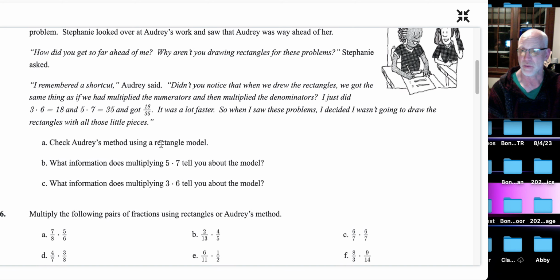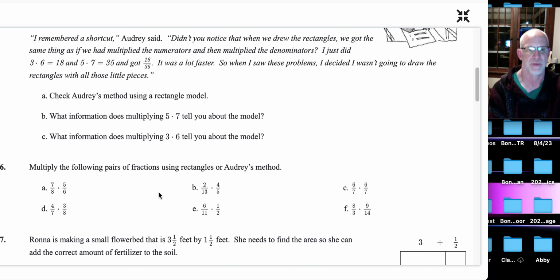Now we have to check this with a rectangle model. What information does multiplying 5 times 7 tell you? What does the information multiplying 3 by 6 tell you? And then we're going to work out these problems.